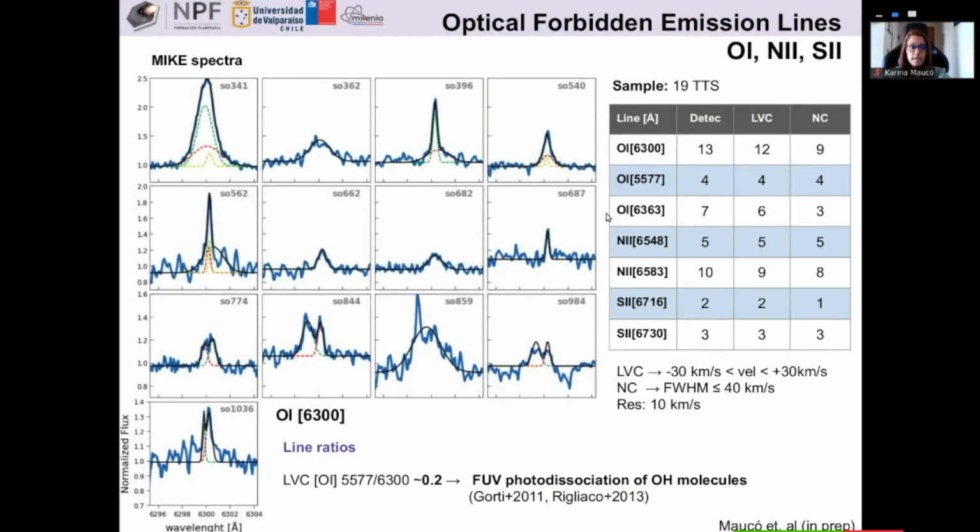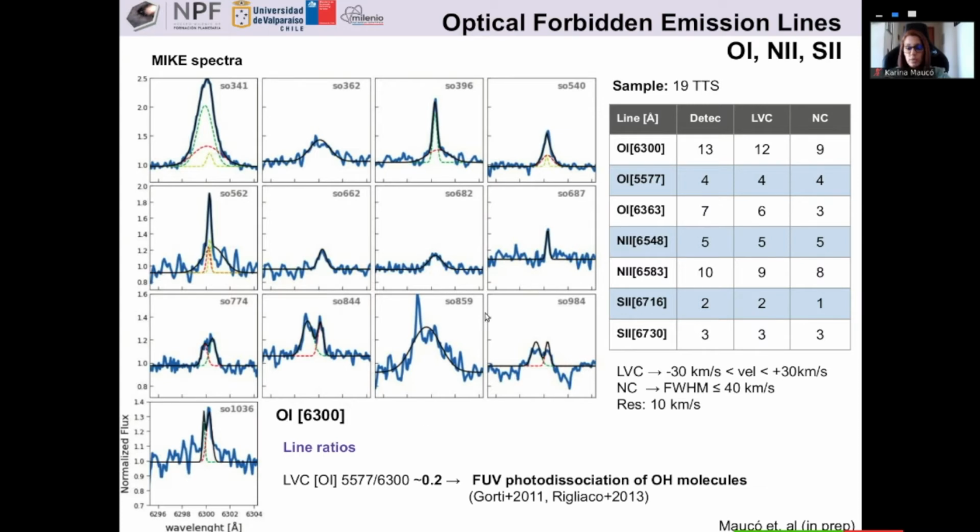So we study stars in Sigma Ori using spectroscopic data, looking for optical forbidden emission lines like the oxygen I, nitrogen II, and sulfur II lines that have been related with photoevaporation. Here I show you some examples of our spectra for our stars. The sample of our observations was 19 T Tauri stars, so low mass stars. The resolution of our observations is 10 kilometers per second, and of these stars, 13 are detected in the oxygen I line at 6,300 Angstrom, which is the most common and prominent line.